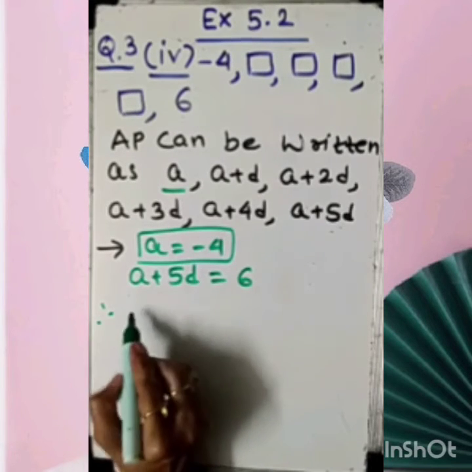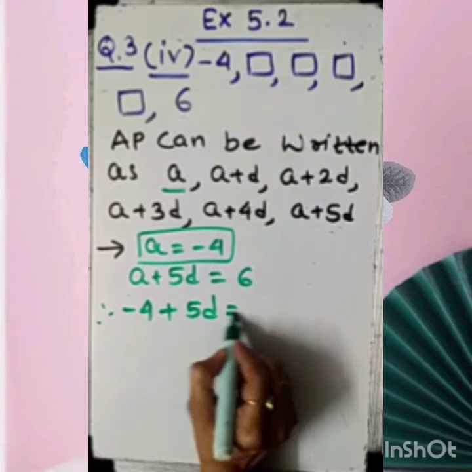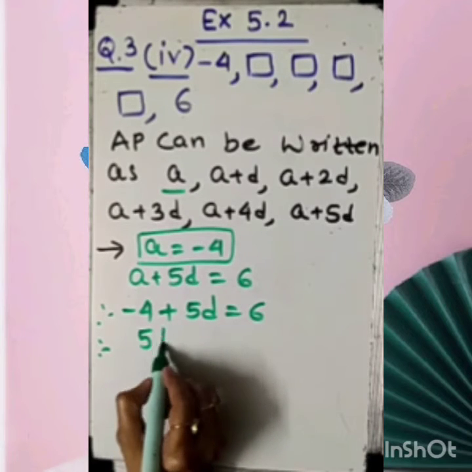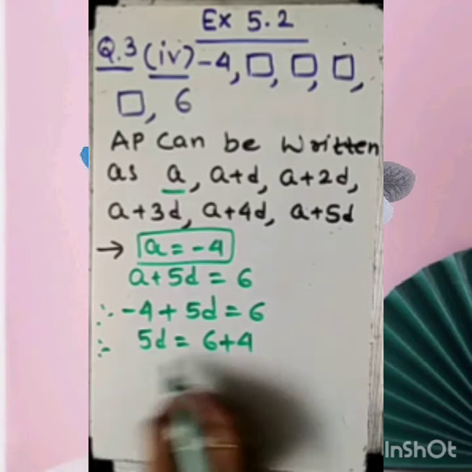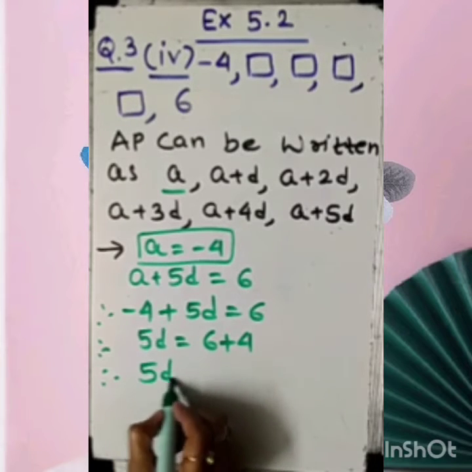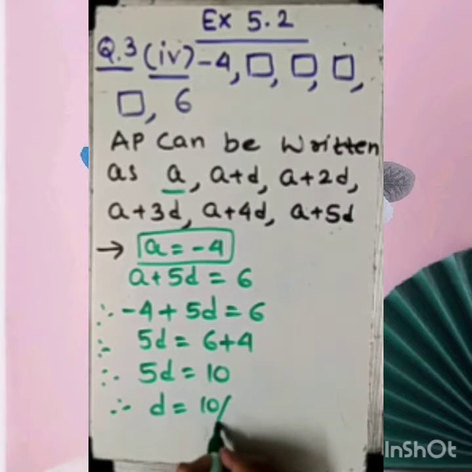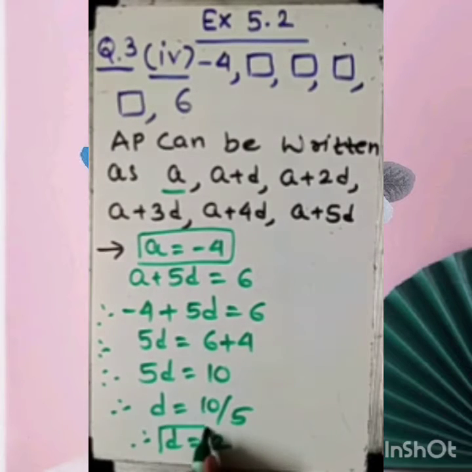Now in place of A, I will write -4 here. So what do I have? -4 plus 5D equal to 6. Therefore, what is the value of 5D? 6 is already there. This -4 will be shifted to this side, +4, so it will be 10. The value of D equal to 10 by 5, so the value of D equal to 2.